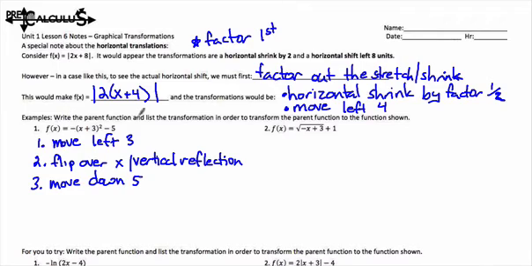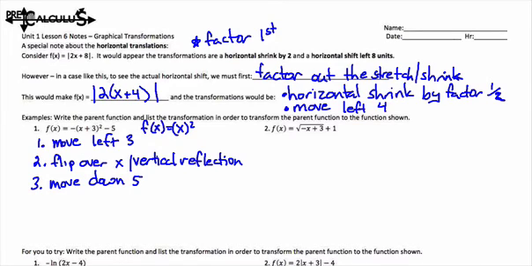Okay, there we go. Oh, I did not write the parent function. I meant to do that at the beginning. So write the parent function. Make sure you do that. So the parent function is f of x equals x squared. And I put the parentheses on here because it's going to make more sense as we go through our transformations.